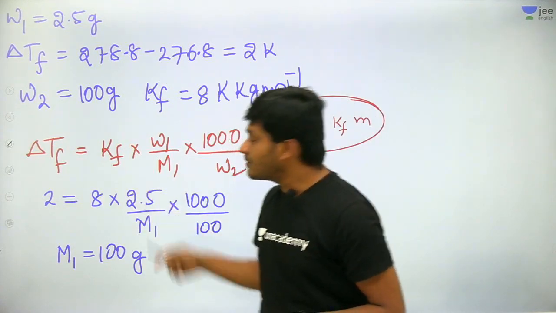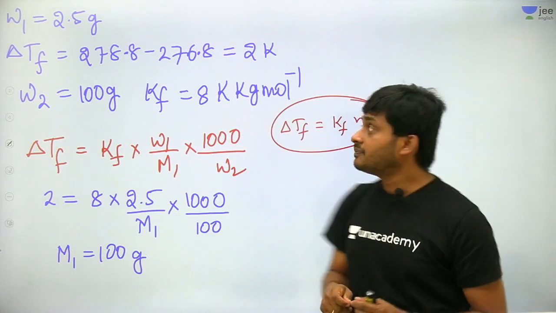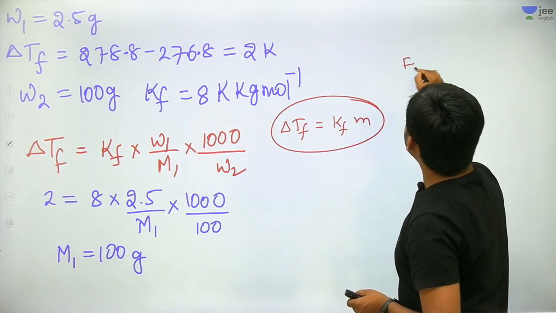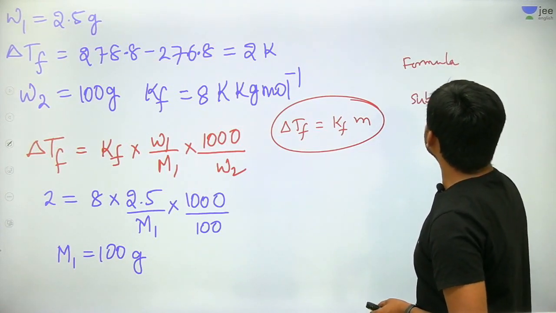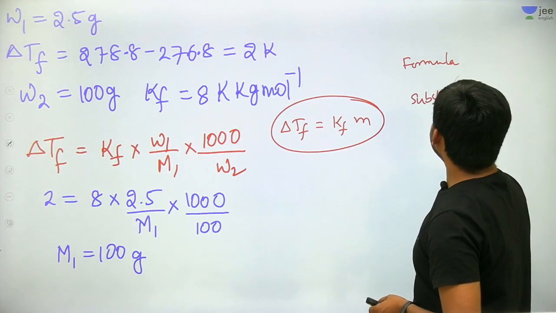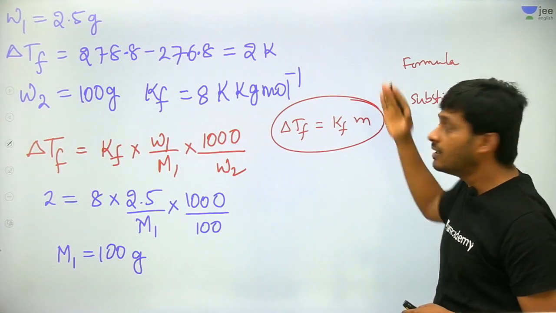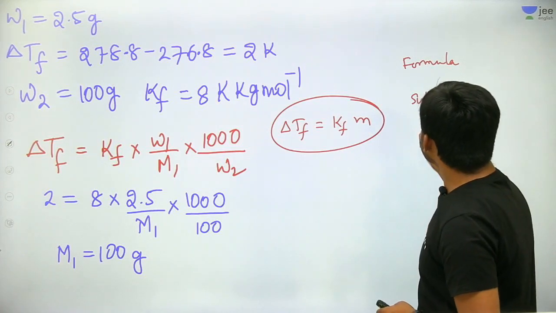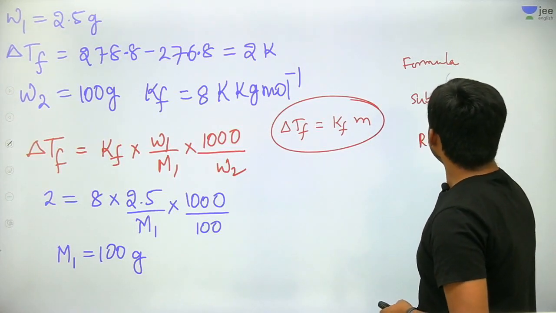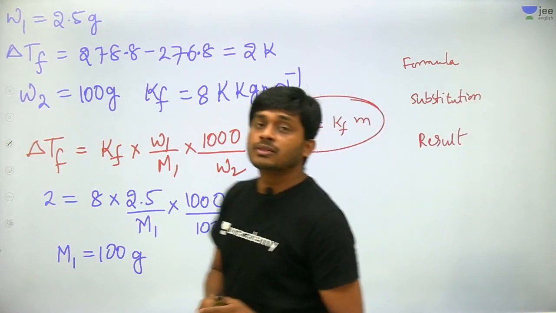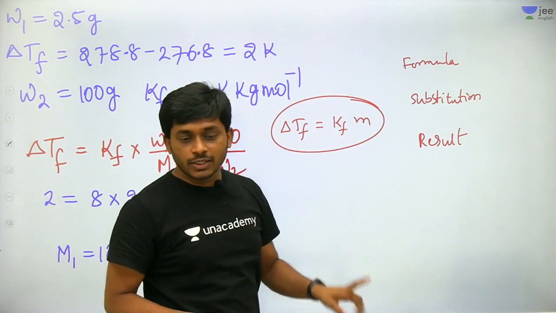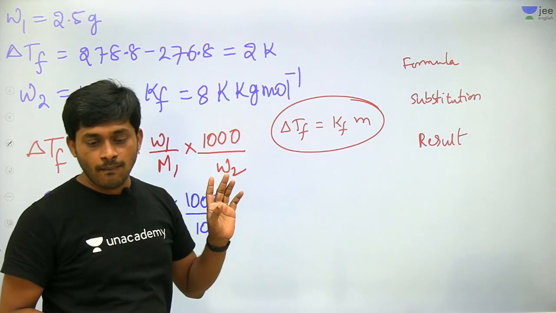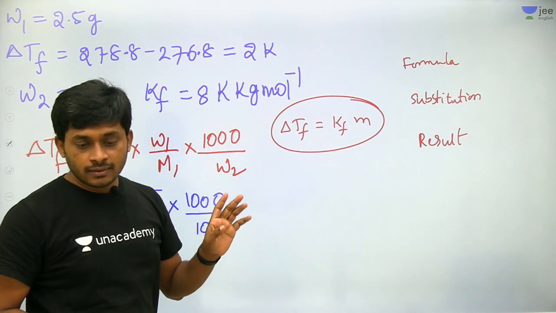Then substitute it. So it has to contain formula, substitution. So everything must be there stepwise. First write formula, substitution, last result. Okay. So they will give marks. If all these are present, you will get full marks. Okay.